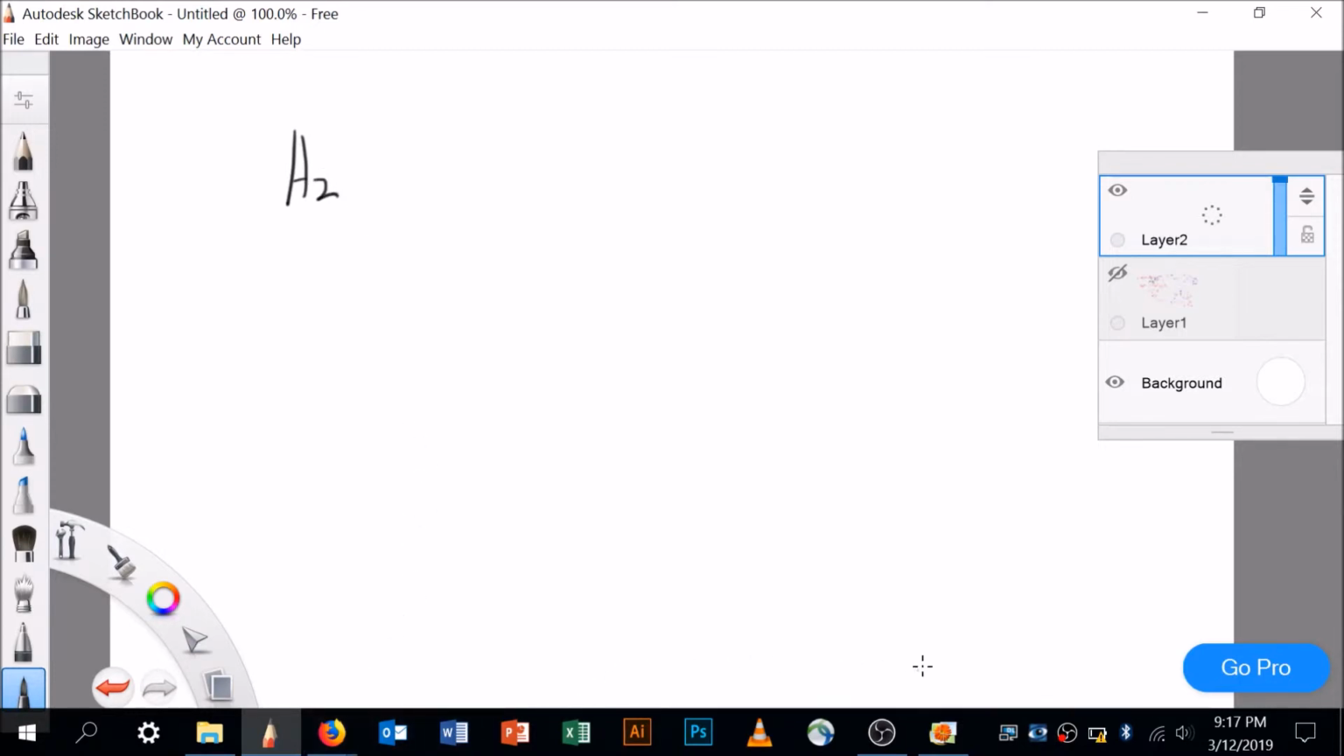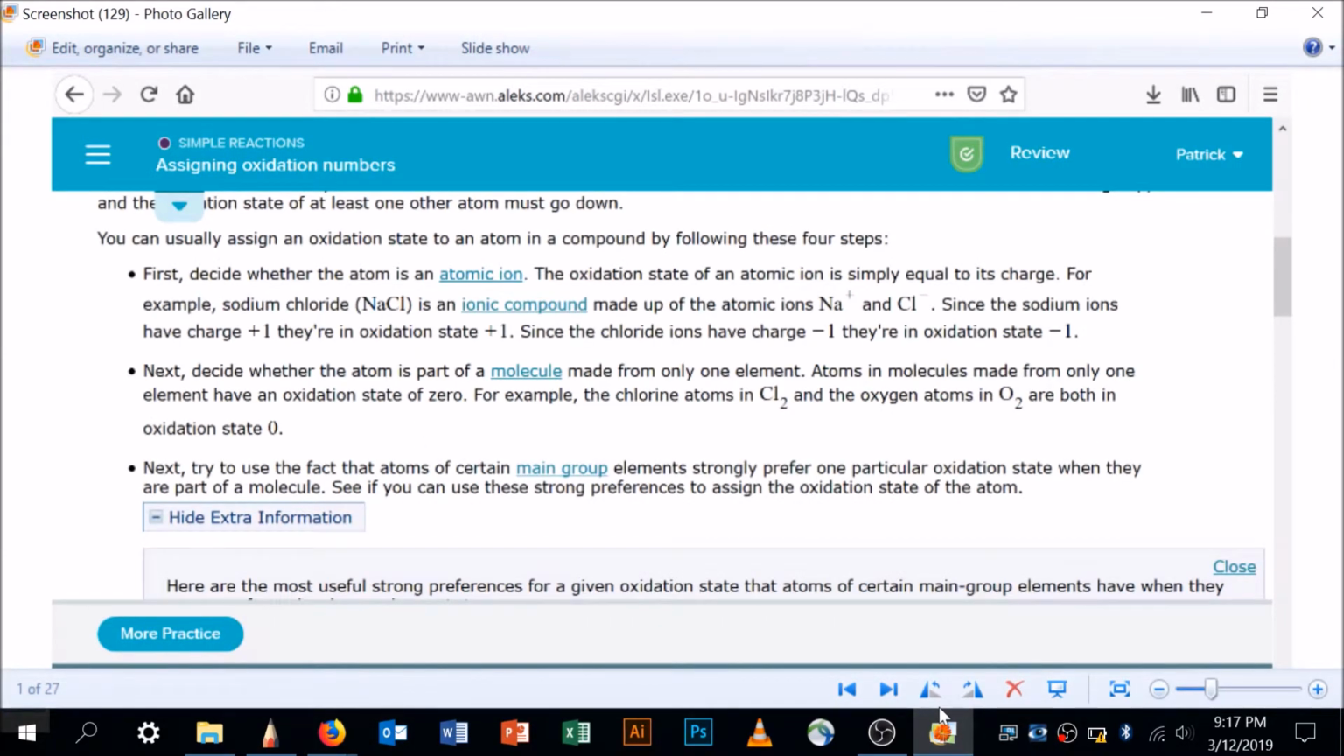H2. Let's go with our notes. Our notes say, first of all, decide whether it's an atomic ion. It's not. There's no charge there, right? First, decide whether the atom is an atomic ion. It's not an ion. There's no charge.